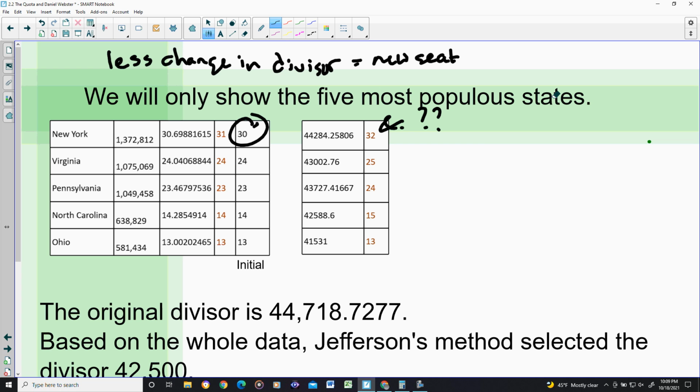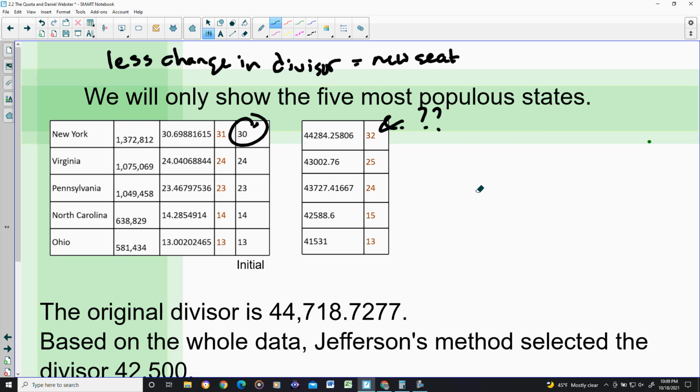But two, well, let's look at the breakpoints here. 42,500. So New York's first breakpoint is at 44,200. Then look at the rest of them. 43.7, 43, 42.5. Looks like North Carolina just barely makes it. And then Ohio is at 41.5. So Ohio does not get an extra seat. It's below the 42,500. But why does New York get two?